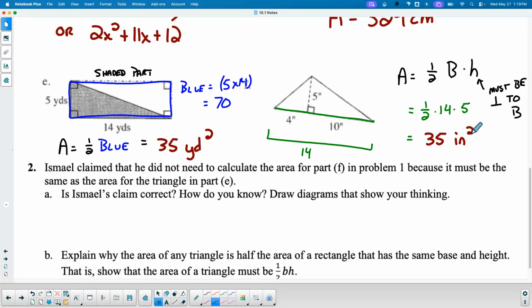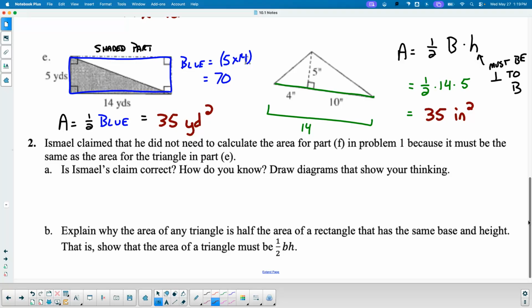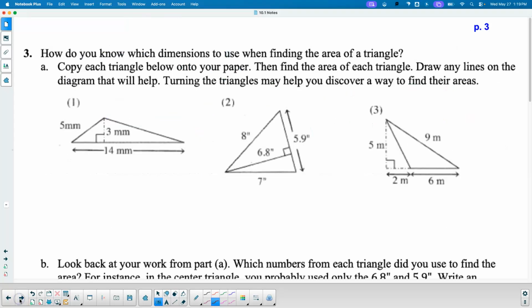All right. Area of a triangle we've talked about already, so we're good there. How do we know which dimensions to use when finding a triangle? We have to use perpendicular. So in this particular one, we would use 14, and we would use 3. 14 would be the base. 3 would be the height.